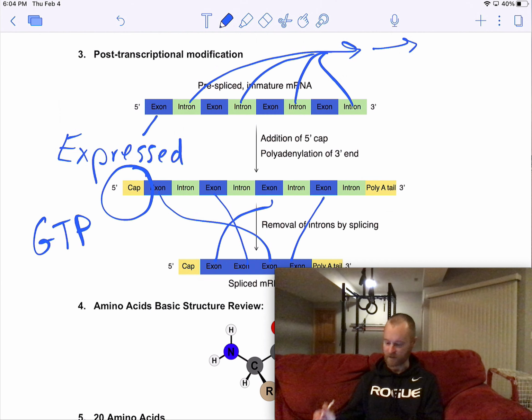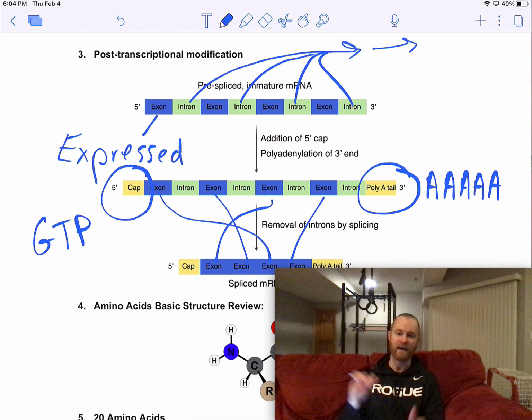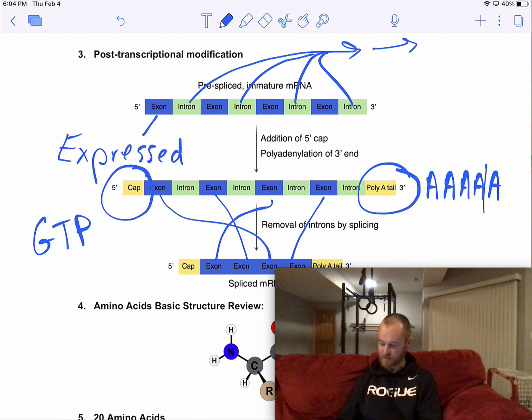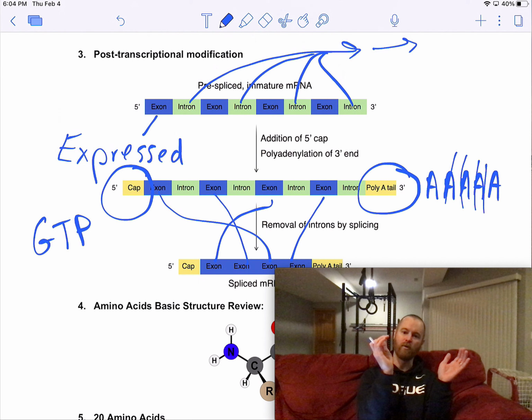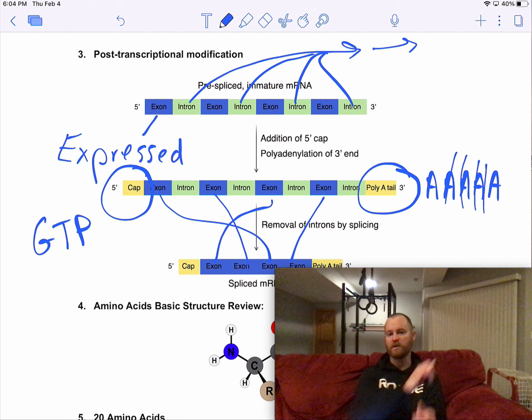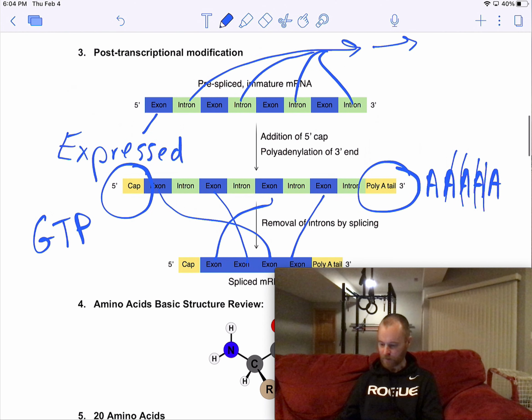And then at the 3' end, you get a poly A tail, so a bunch of adenine nucleotides get added, and eventually those things will start to get cut off. So you add a bunch of those, and it's going to give the mRNA durability as well, because it'll take a while for all those A's to be degraded before the gene sequence gets degraded. So just some modifications there.